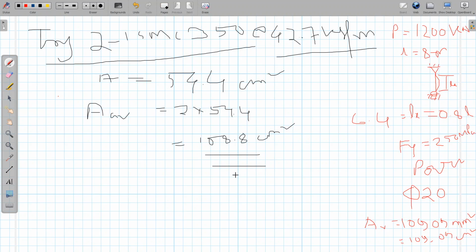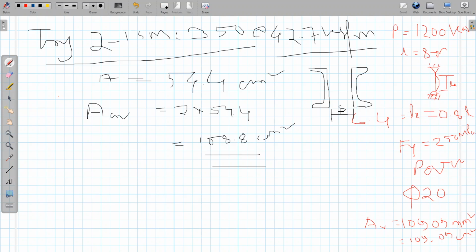These two channels will be placed back to back. Placed back to back means this is one channel and another channel will be placed like that. Let us say the clear spacing between these two channels is S.